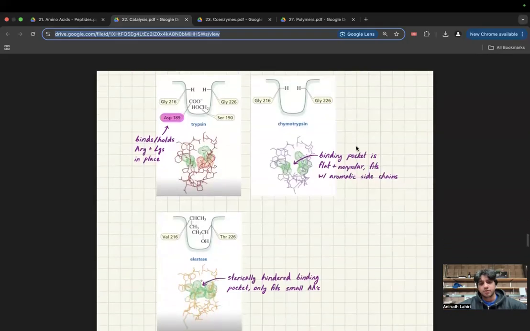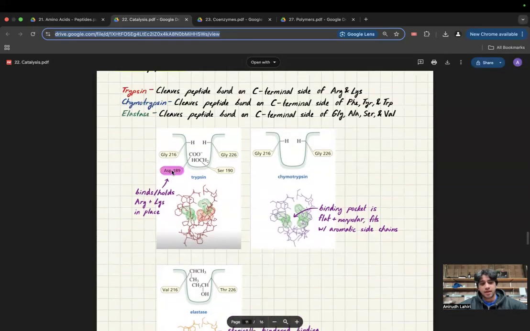So these are examples of the pockets for each of them. For trypsin we have this aspartate 189, which has a negative charge on it. So we can understand that the pocket for the binding and the hydrolysis of these amino acids is negatively charged, which makes sense, right? Because the negative would hold a positive.